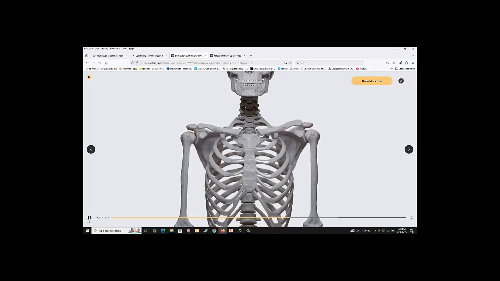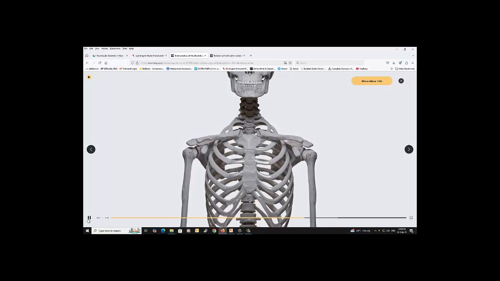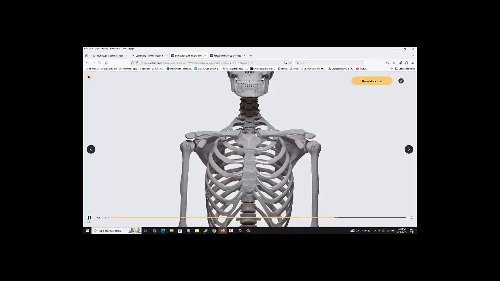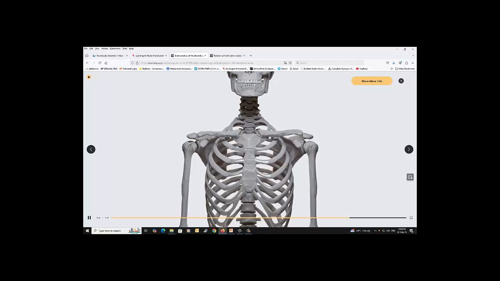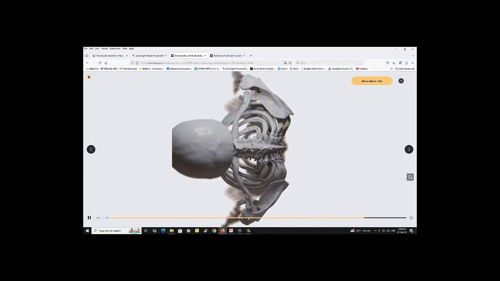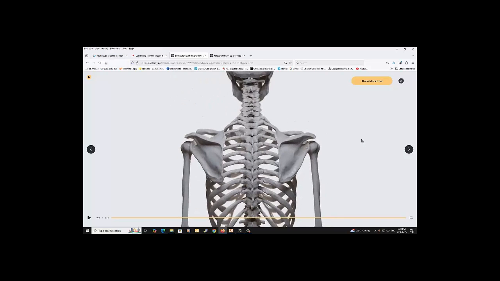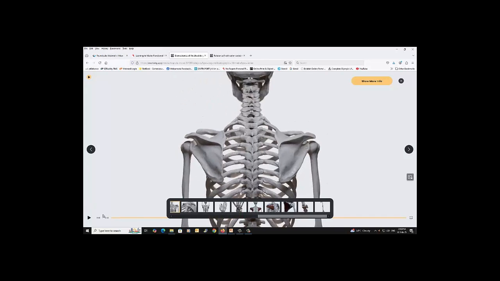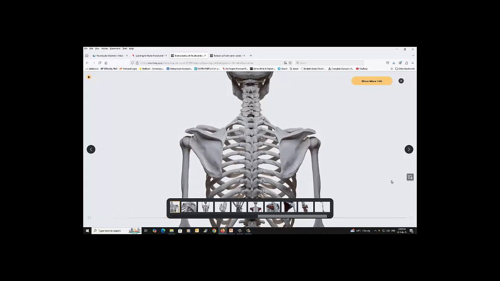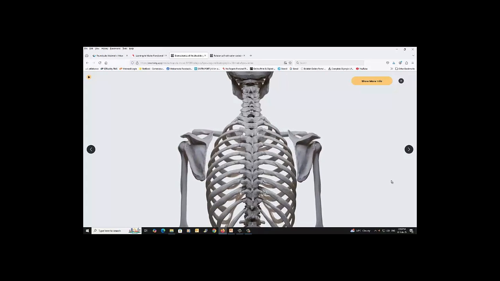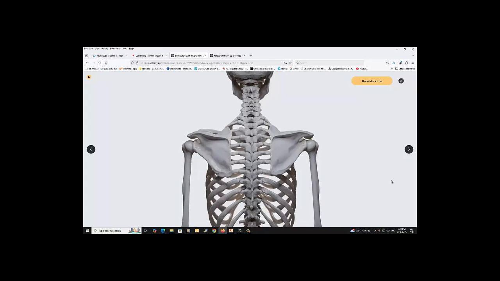So there's your elevation, and your depression, so pulling the shoulders down. There's your protraction, and there's your retraction, and you can see clearly how the center of the humerus is sitting right in the center of the socket there. All right, so there's your retraction, and back to center again. I'll just play that again so you can get to see all of these things going on. So there's your elevation, depression, now your protraction, retraction.